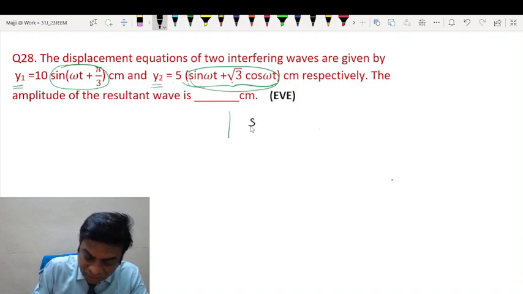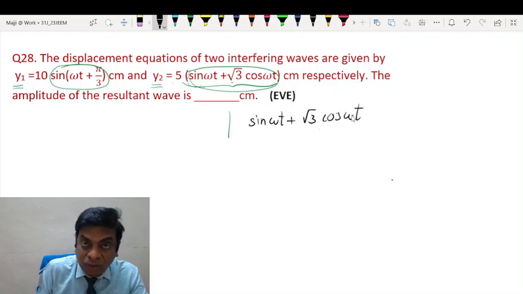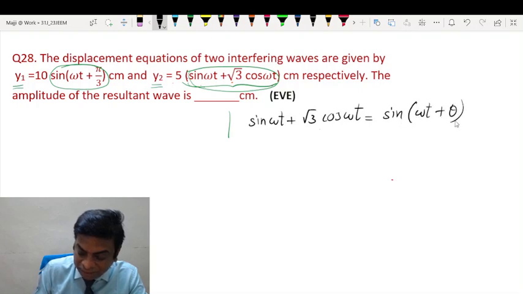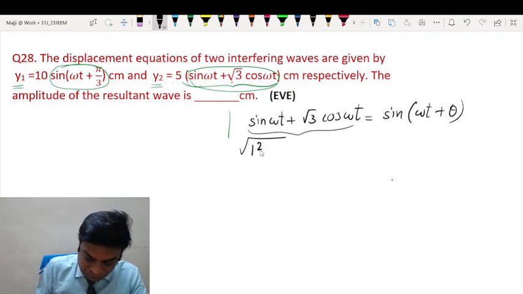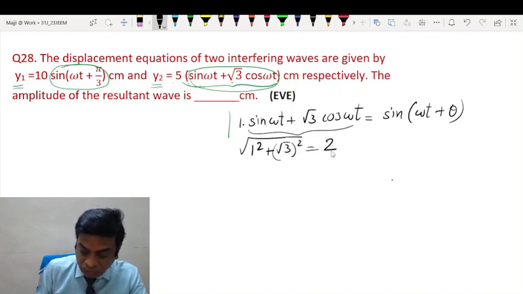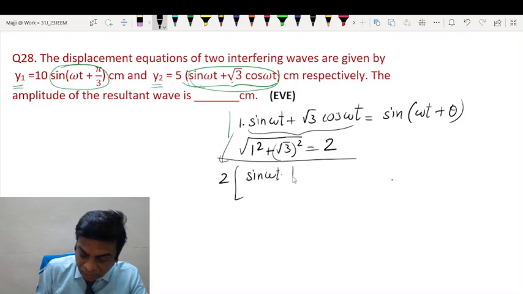So we start from here. We have sine omega t plus root 3 into cos omega t. In trigonometry, we have studied that if you have to express this in the form of sine omega t plus theta, then you have to multiply and divide by square root of coefficient of sine omega t square plus coefficient of cos omega t square. That is 2, root over 4. You have to multiply and divide by this. So I multiply 2 and keep it outside, and I divide with 2. That 2 I take inside the bracket. So I have this.